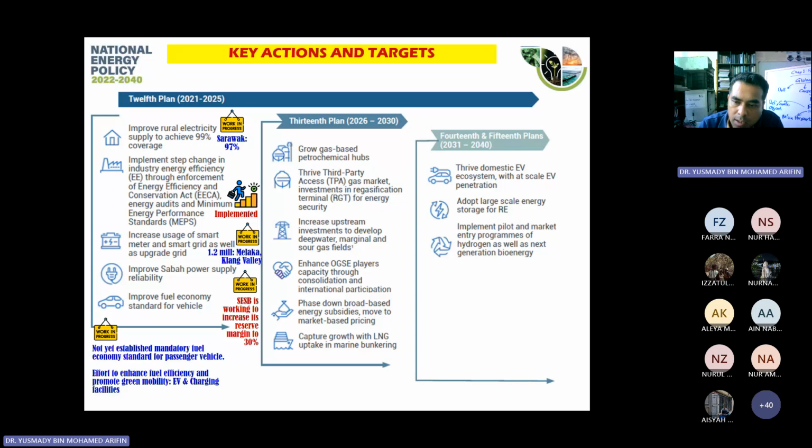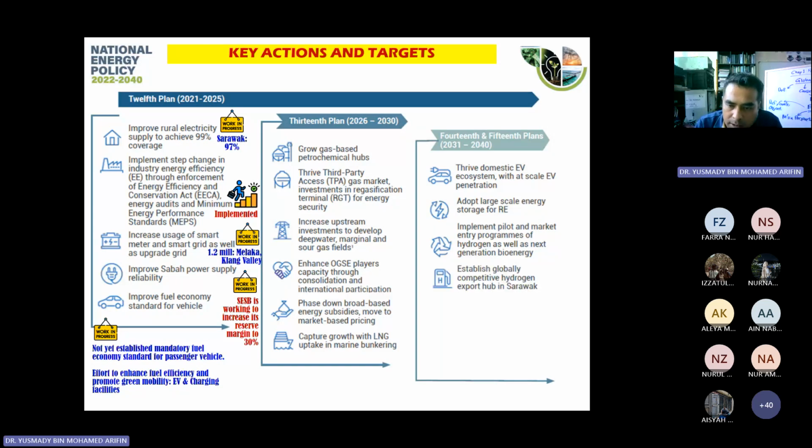Side product dia ada keluar H2O, dia tak keluar CO2. Macam contoh for example, typical IC engine, typical car, after combustion dia akan keluar CO2, NOx. Macam-macam gas lah. Tapi if you use the hydrogen gas as the fuel, the outcome of the process will be water, H2O. So at the exhaust, dia akan keluar H2O, dia tak keluar CO2, dia tak keluar yang lain. Okay.